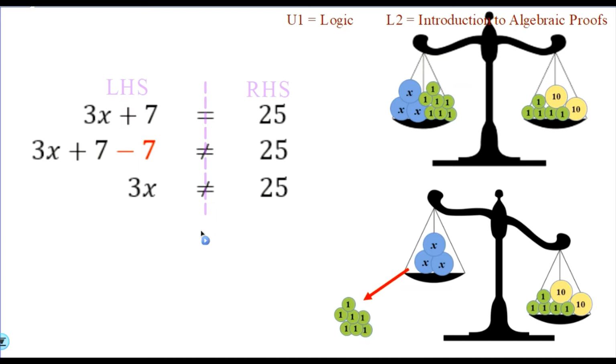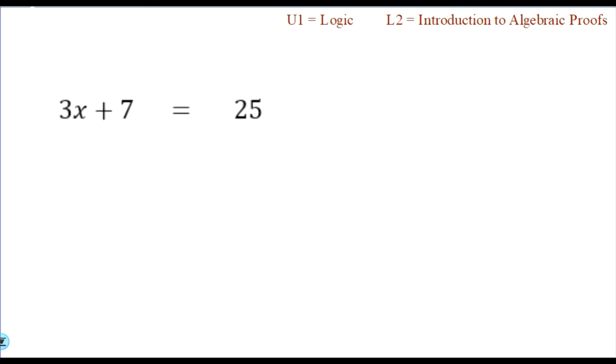That's for sure, always the same thing to both sides. And today we're going to talk about these basic properties of algebra. That's how you get this done. So here's how you do it the right way. 3x plus 7 equals 25. Keep the left-hand side and the right-hand side separate. And again, you always want to do the same thing to the two sides.